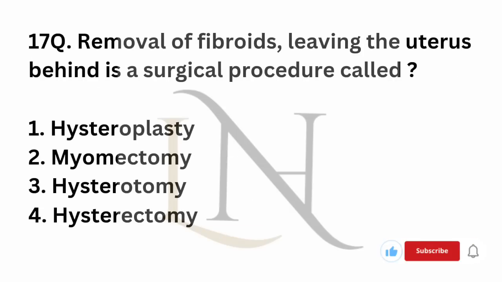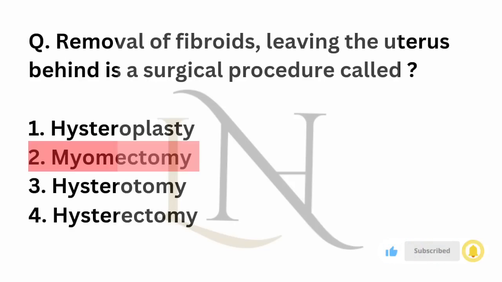Removal of fibroids leaving the uterus behind is a surgical procedure called: Option 1, hysteroplasty. Option 2, myomectomy. Option 3, hysterotomy. Option 4, hysterectomy. We will see the correct answer. Option 2, myomectomy is the surgical procedure. Next MCQ.